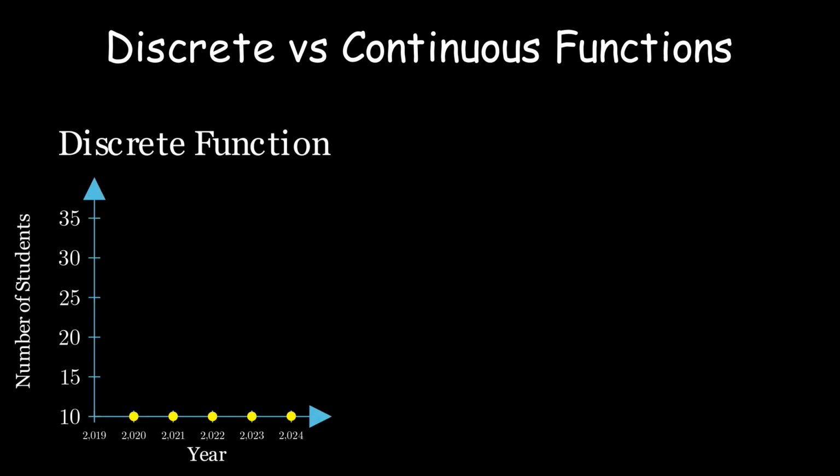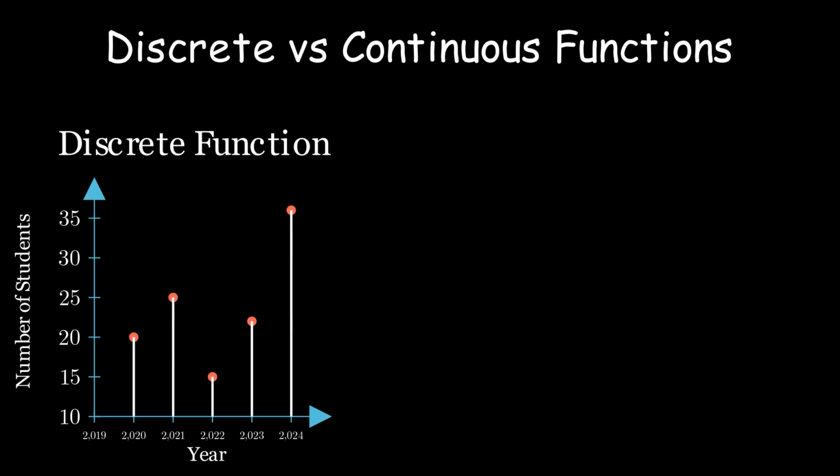Before we define what discrete random variables are, let's first understand the difference between discrete and continuous functions. A discrete function is a function that takes on a countable number of values. For example, consider the function that represents the number of students in a math classroom over different years. The number of students can only take on integer values, so this function is discrete. If we had to plot this function, we would see a series of points on a graph like this.